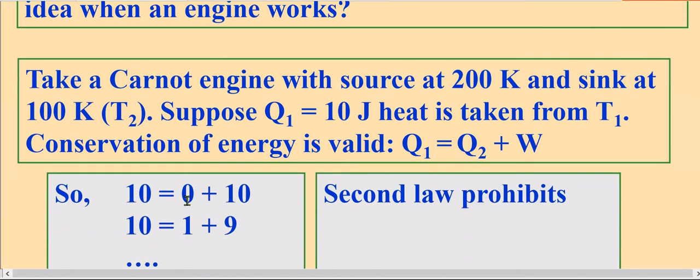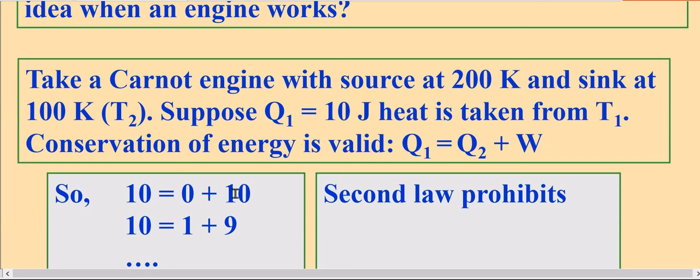So we can have Q1 equal to Q2 plus W, 10 equal to 0 plus 10, or 10 equal to 1 plus 9. Everywhere on the left you have 10, and on the right you can write anything which sums up to 10, of course both positive, 1 plus 9, 1.5 plus 8.5 or 0.5 plus 9.5, whatever. But you see that for this problem, you have the source at 200 Kelvin and the sink at 100 Kelvin. So what is the efficiency? Efficiency is 1 minus T2 by T1, so 1 minus half, which is half. So efficiency times Q1, and Q1 is 10, so 10 times half is 5. So maximum 5 joule of work you can get.